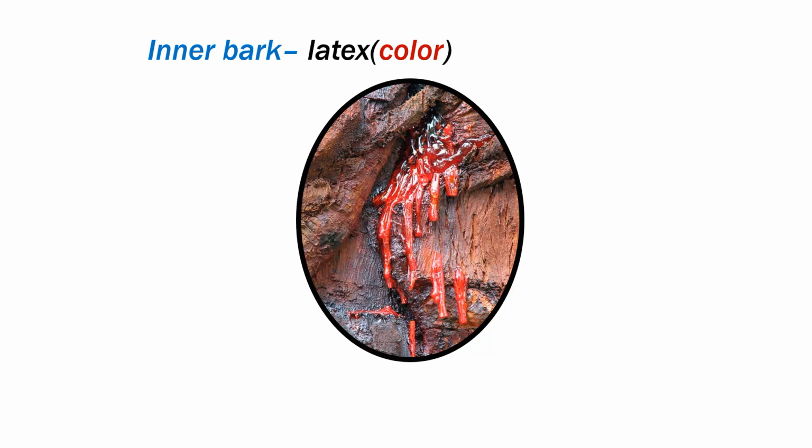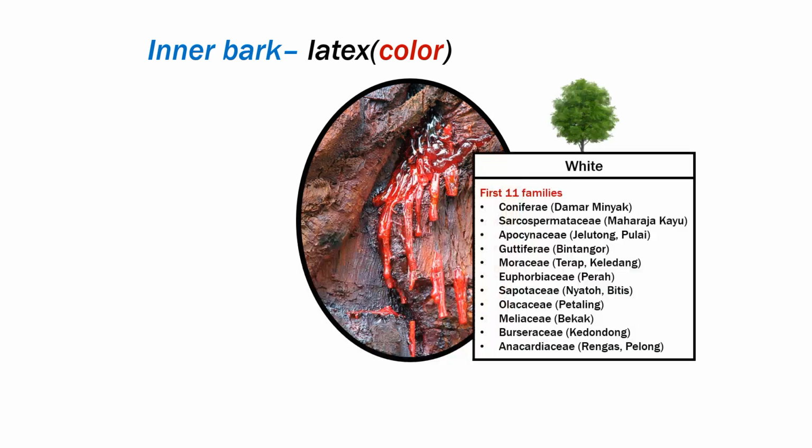The first characteristic of inner bark that is useful for identification is the color of latex. If you make a cut on a tree trunk and suddenly white latex comes out from the inner bark, it is the best indicator that the tree belongs to any of these families: Coniferae, Saccospermaceae, Apocynaceae, Gatiferae, Moraceae, Euphorbiaceae, Sapotaceae, Olacaceae, Meliaceae, Buzuraceae, and some Anacardiaceae.